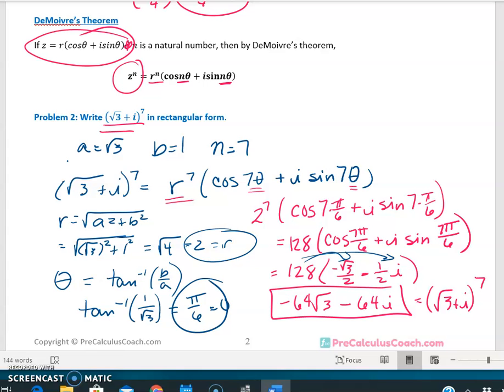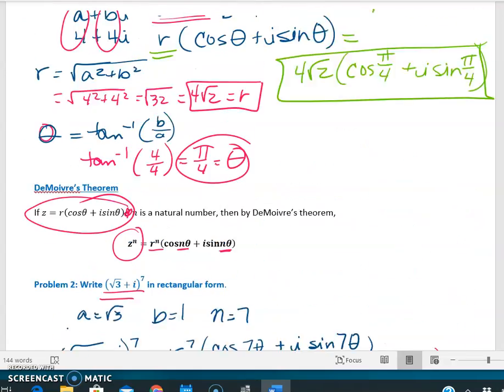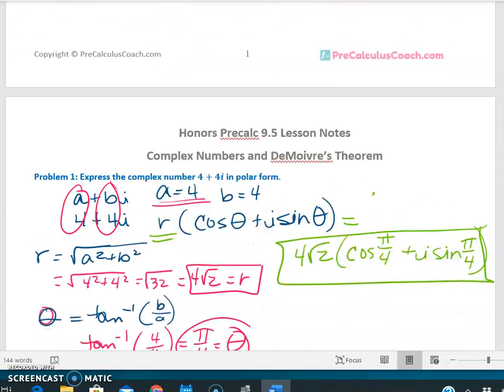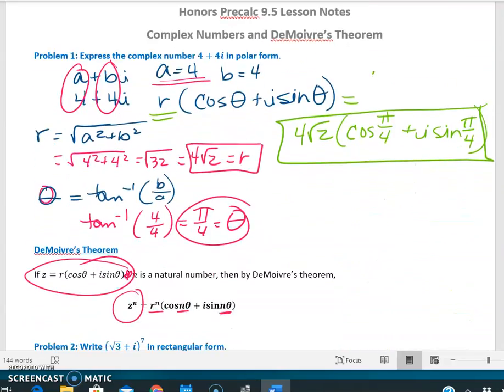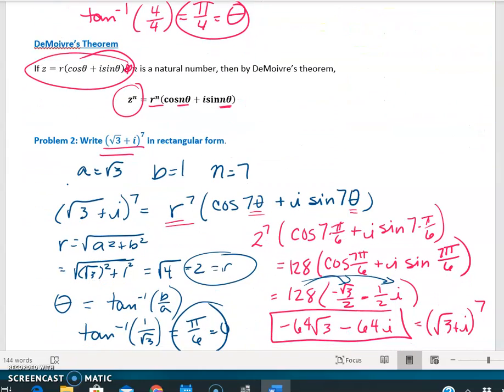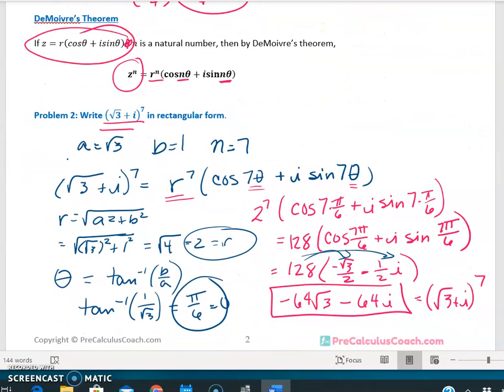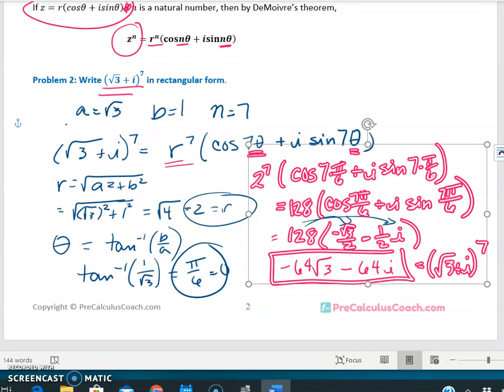Okay, so I'm hoping pretty simple set of notes here. We went from a rectangular form of a complex number to a polar form. We talked about the absolute value of a complex number, and then we took a complex number to a power.